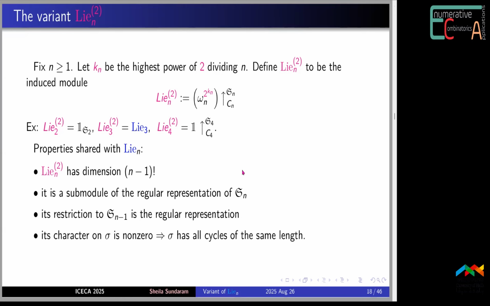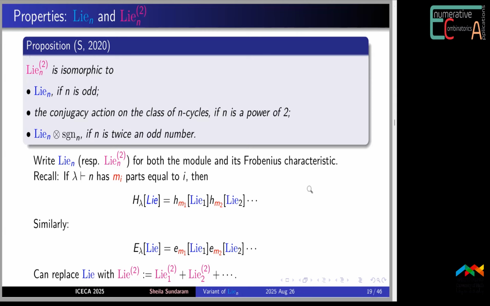I'm going to indiscriminately write Lie_n or Lie_n superscript 2 for both the module and its Frobenius characteristic. In fact, I've already been doing that a lot. So again, here's the higher Lie module that I defined, but I can also define its variant by replacing h's with e's. I can define e_lambda of Lie to be almost the same thing, except that I've replaced h's with e's. And of course, I can replace Lie with Lie superscript 2, which is the sum of all the Lie modules.